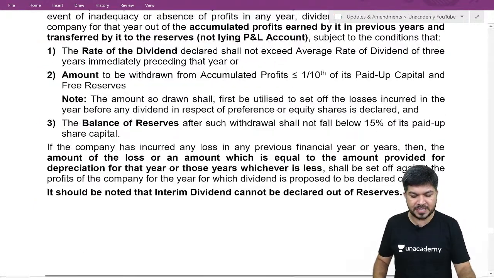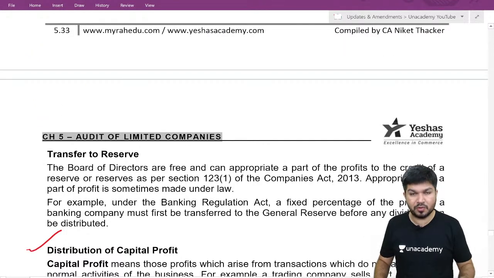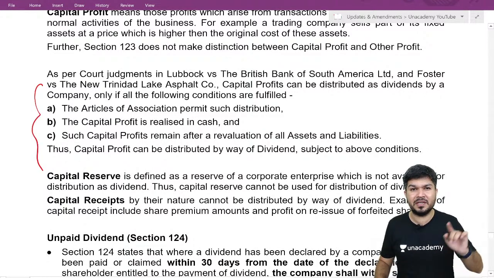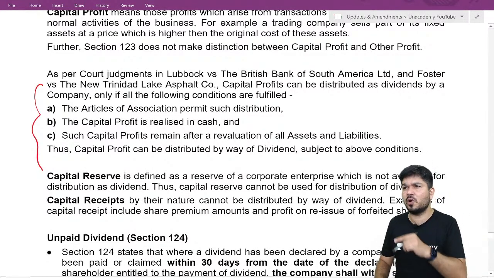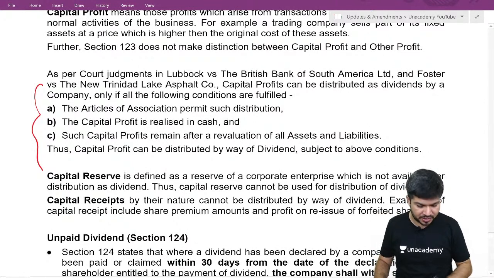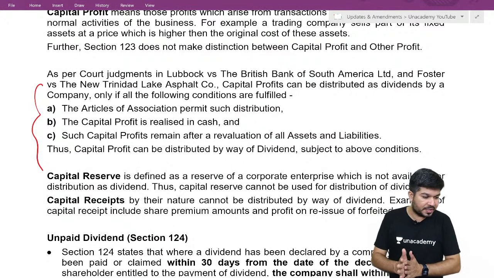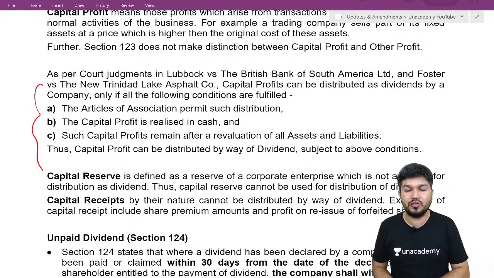Okay, dividend out of past profit, I already said 3 conditions are there. Next, dividend out of capital profit, I already said allowed subject to 3 conditions. But if it has gone in capital reserve, not allowed. If it has gone in P&L, allowed subject to 3 conditions. Now, this was 123. Dividend once declared, you're required to pay within 30 days.